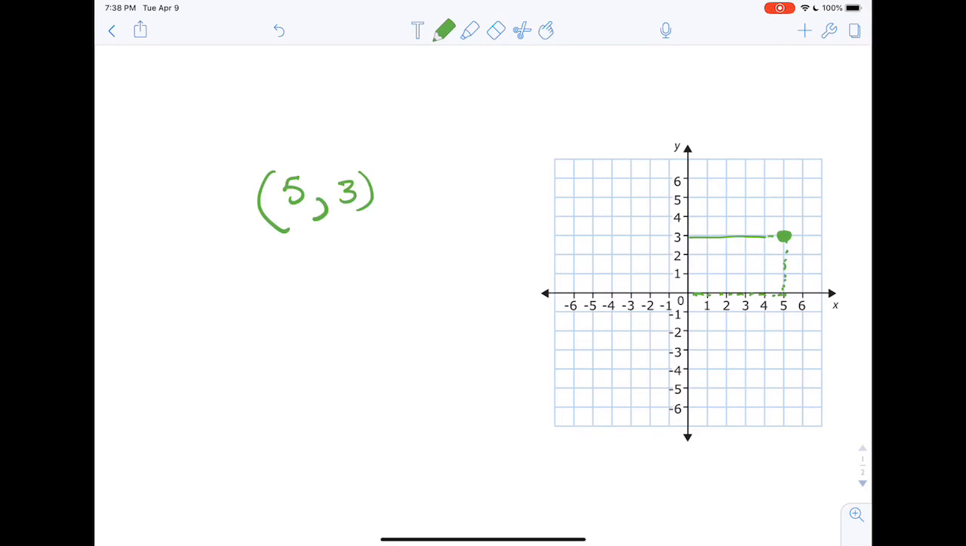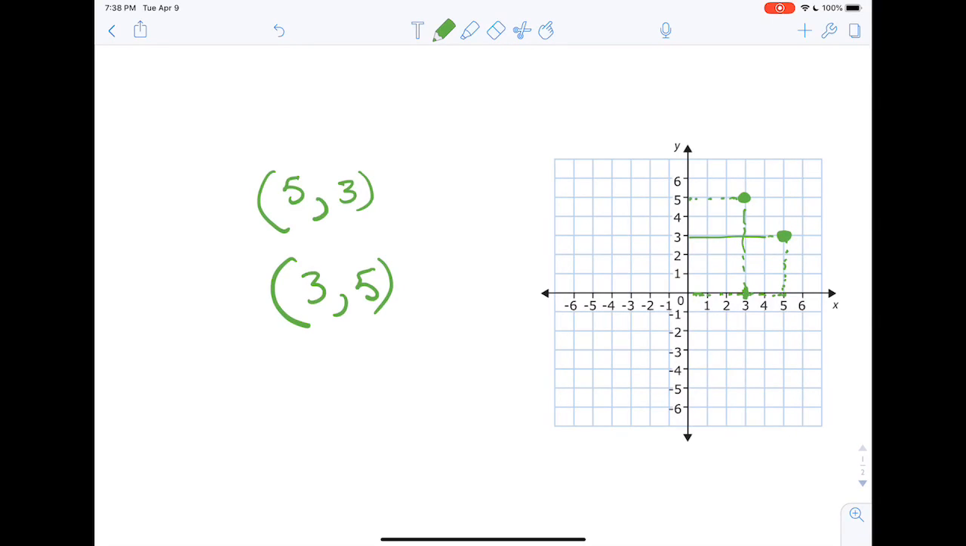Let's try another one. Let's try one up here. So I go over on my x-axis. Oh, it's up from 3. And now I go over to my y-axis. Oh, that is a 5. Do you see that 5, 3 is quite a bit different than 3, 5?